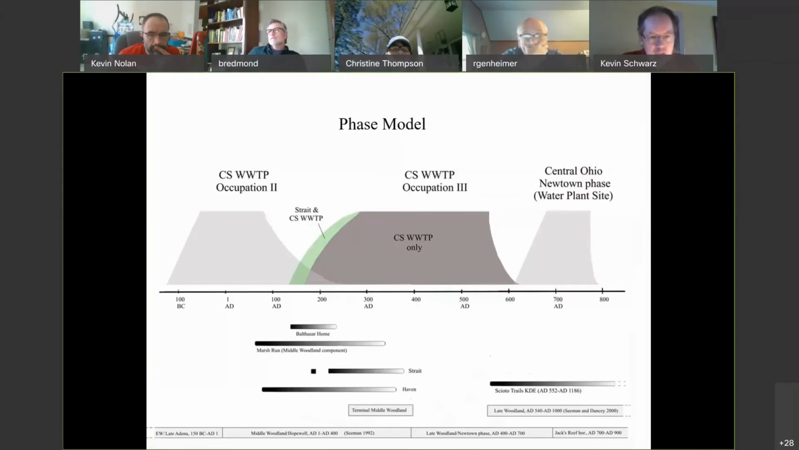I've made a non-uniform phase model, which you can do in OxCal, but once you use the KDE analysis, it won't do it itself. You have to sort of draw it out by hand, so I did. And I put the comparison sites there. So it shows that the wastewater treatment plant, I didn't put in occupation 1, because it wasn't as interesting. But for occupations 2 and 3, it shows the overlap is about 80 years.